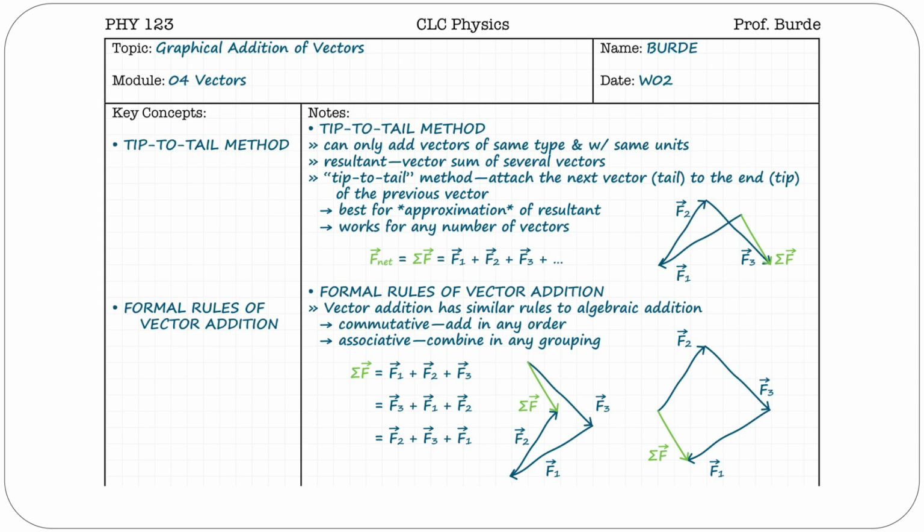When we add vectors together, we have to account for both the amount, the magnitude, and the direction. And the way that we can do that is using the tip-to-tail method. Obviously, you can only add vectors of the same type and the same units. You can add multiple force vectors, but you couldn't add a force vector and a velocity vector. That doesn't make any sense. If you were adding displacement vectors, you could do that, but you couldn't add a displacement in meters to a displacement in feet. That wouldn't make sense either. You'd have to do some conversions.